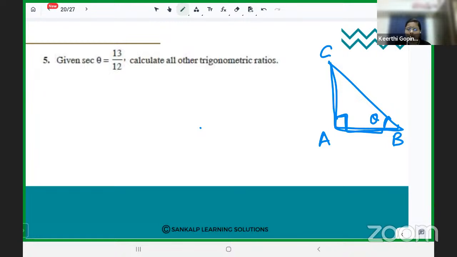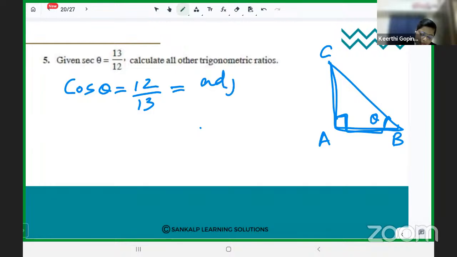From this, can you find out the value of cos theta? You are given sec theta. Sec and cos are pairs, right? What is the relation between sec and cos? They are reciprocals of each other. So sec theta is 13 by 12 means cos theta is nothing but 12 by 13. What is cos of an angle? Cos means nothing but adjacent side by hypotenuse.